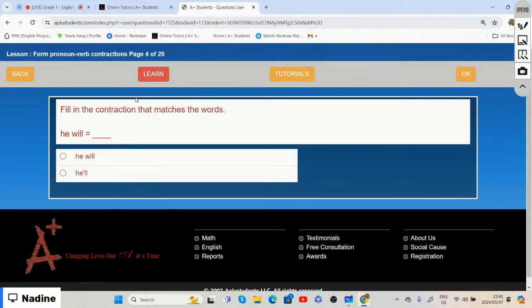All right, so he will. Is it he will for the first option or he'll for the second option? Is it he'll or he will? Do we leave it the same as in he will, or do we say he'll go to the park with John? And if we say he will, then we will say he'll, right? So he'll is over there.